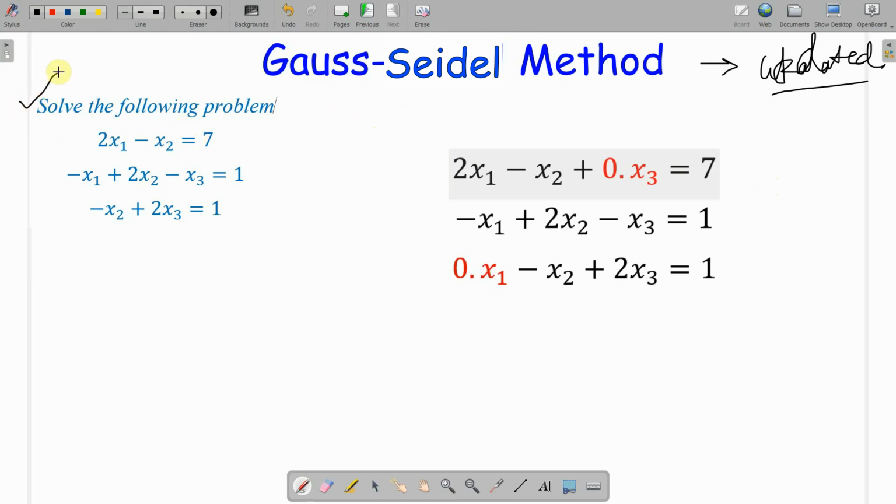Write this down: solve the following problem. I'll explain the Gauss-Seidel method with this problem. Up to the Gauss-Seidel method, is it clear to everyone? The concept is clear, what we are trying to do? Sagnik? Yes, sir. It's clear, right? Okay.